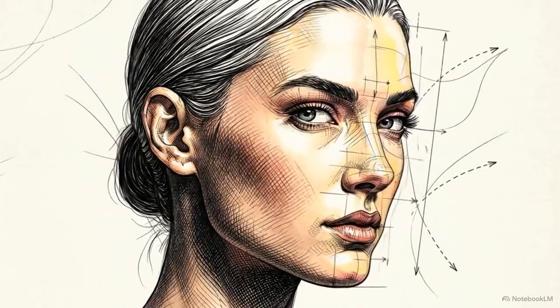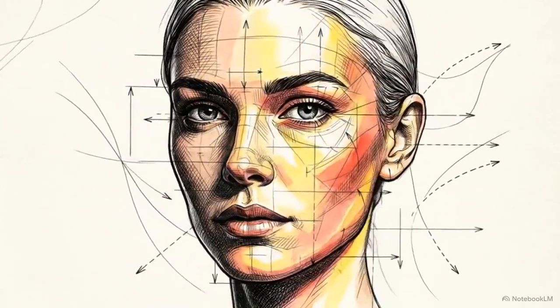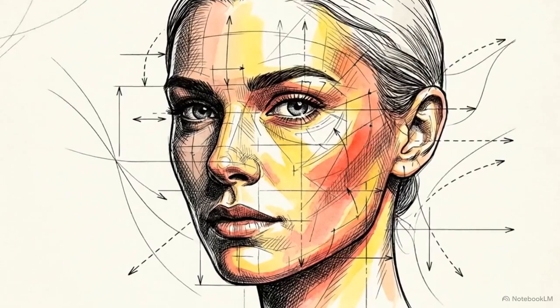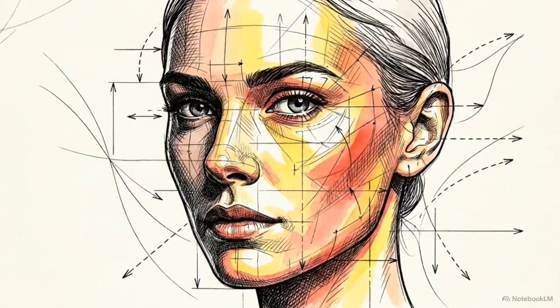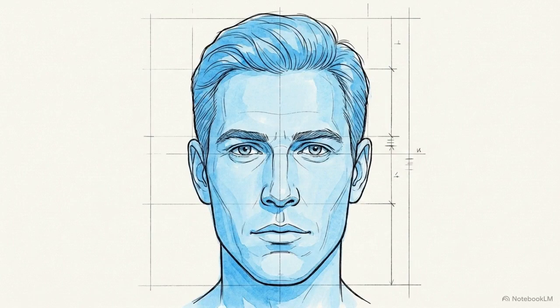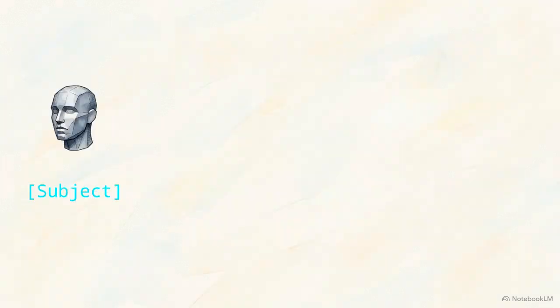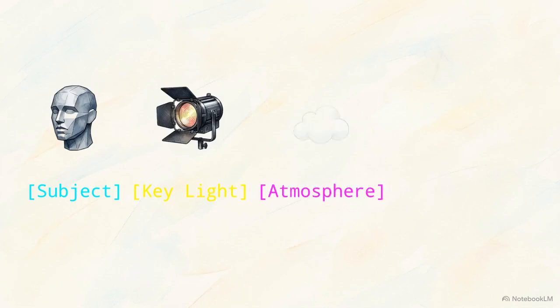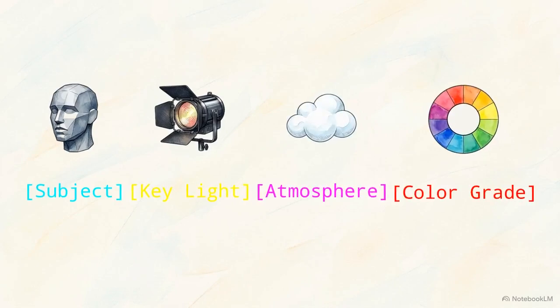Look at the depth in these shadows and the dimension on the face. This is the result of specific professional art direction. Most AI video feels flat because the models are guessing at the light. We're going to fix that by building a director of photography prompt formula that works across any major AI video generator.